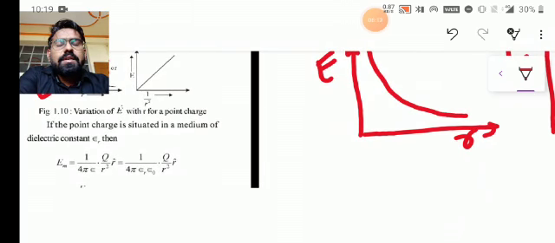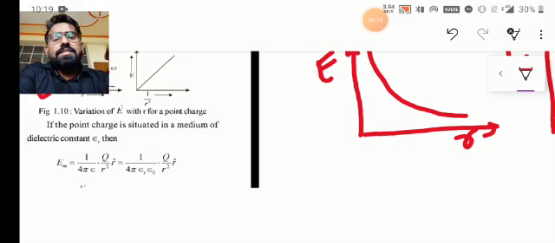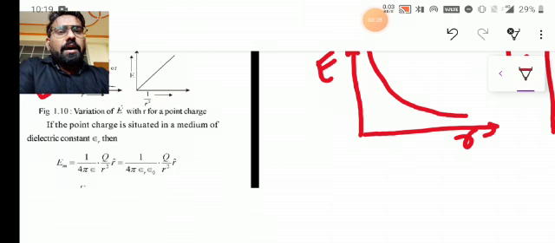In the next class we will discuss some other charges, like spherical charges, and electric field intensity in a sphere and in a cylinder. So we will talk about the other derivations in the next class. Okay, clear? Okay guys, have a good day. Let's meet in the next class.